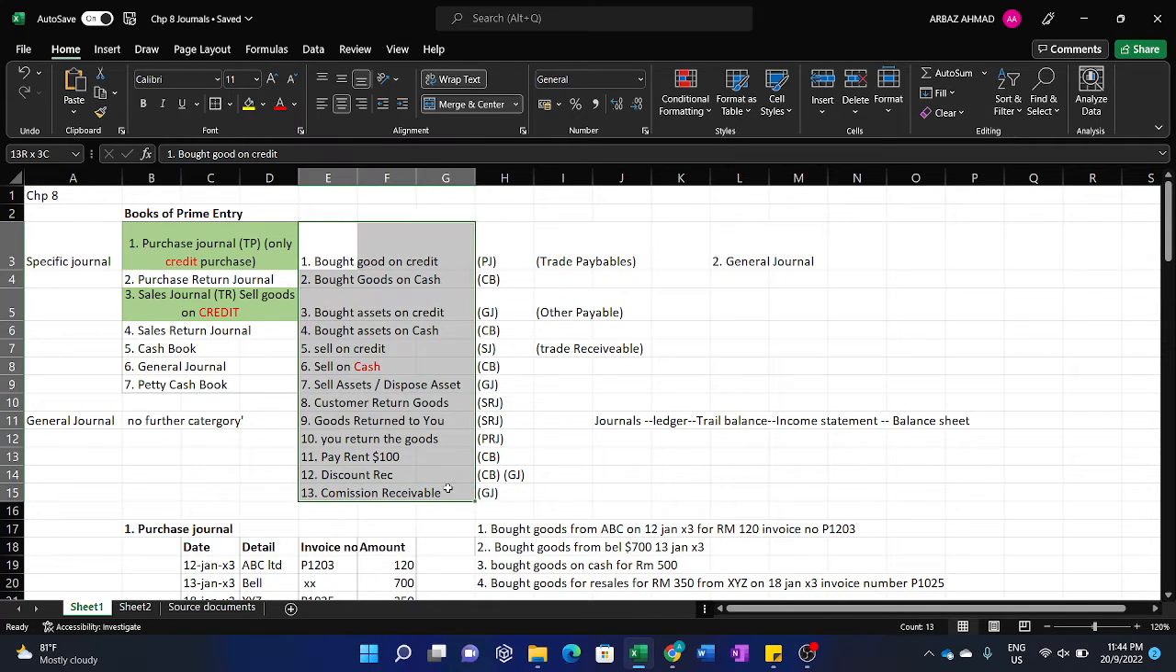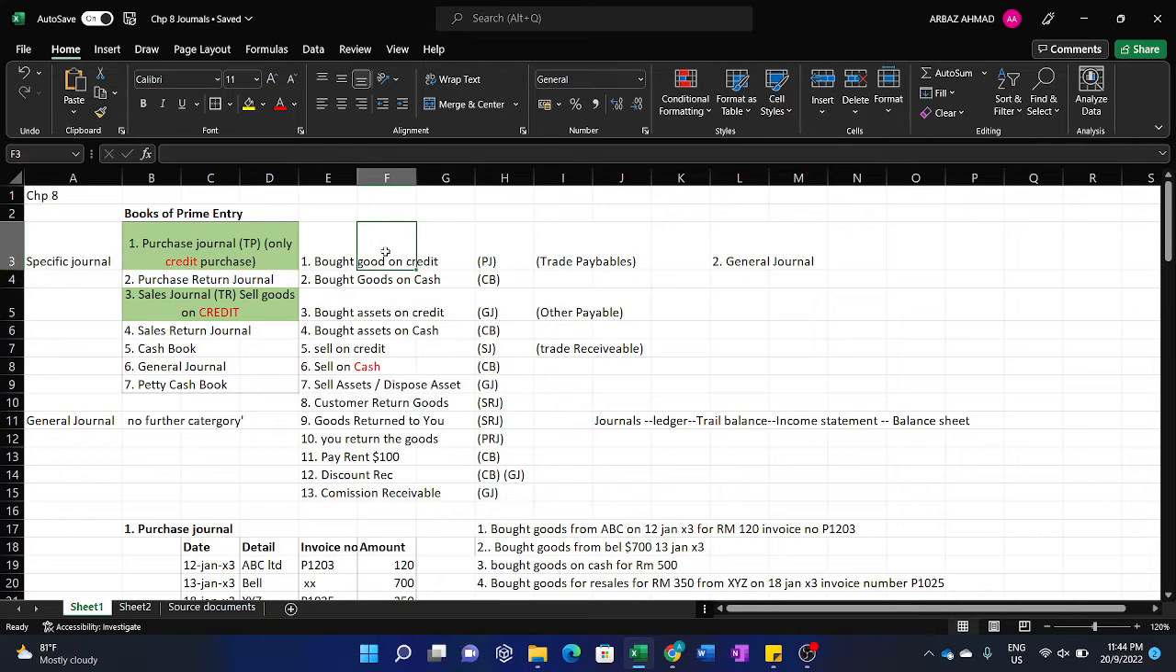These are a few hypothetical examples. If you buy the goods on credit, it will go in purchase journal. What we are looking at here is the concept of trade payables. You are supposed to pay trade payables, so all the trade payables are in purchase journal. Similarly, sales journal has trade receivables. The concept is the same, it's just that this one is trade payable and this one is trade receivable.